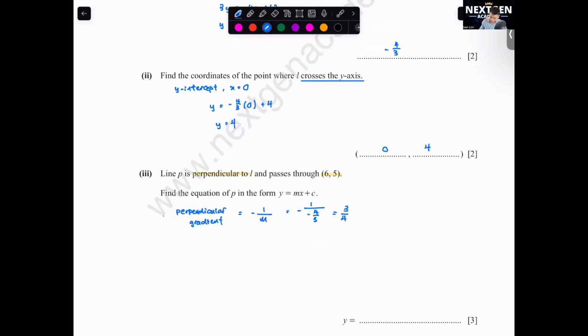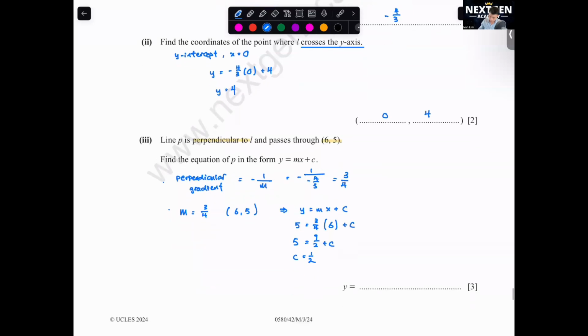Okay, then we substitute into y equals mx plus c. So my m is now 3 over 4, and we put in (6, 5) to find the c value. 5 equals 3 over 4 times 6 plus c. Okay, solve for this. 3 over 4 times 6, we get 9 over 2. c is equal to 1 over 2. So the final answer will be y equals 3 over 4 x plus 1 over 2.